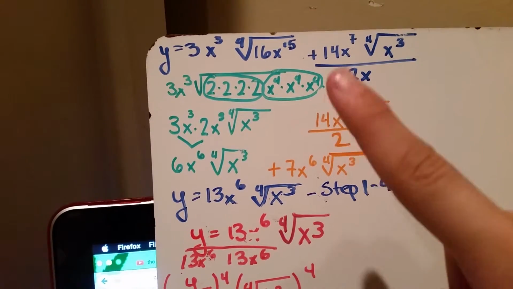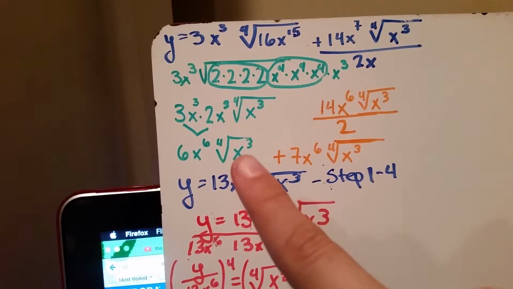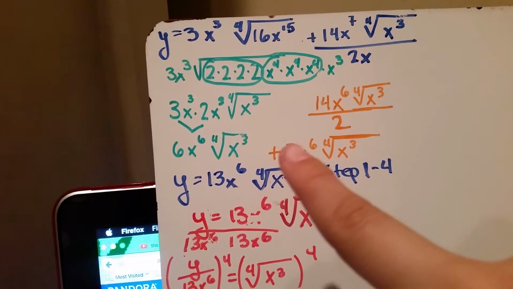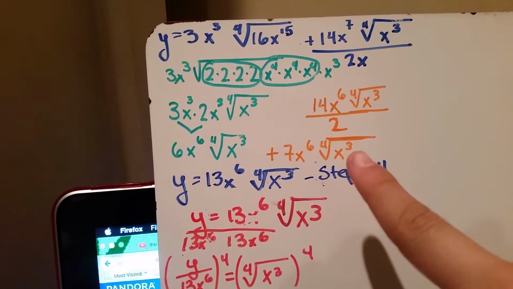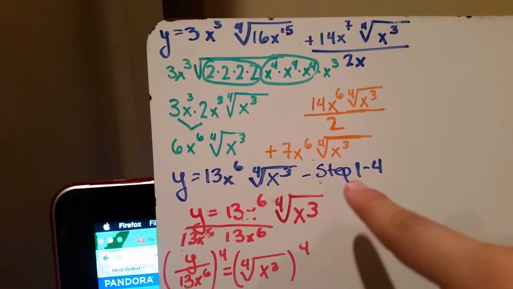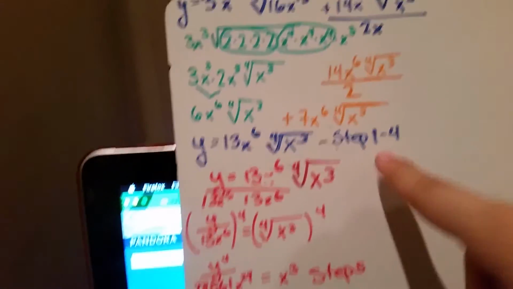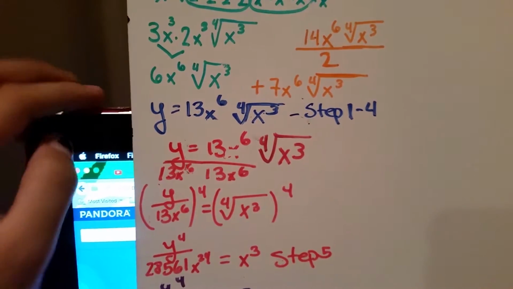You divide like terms to get 6x to the 6, 4th root of x to the 3rd, plus 7x to the 6th, 4th root of x to the 3rd. Add like terms, and you get this. That's steps 1 through 4. Now we're going to move to step 5, which is where you want to get x by itself.